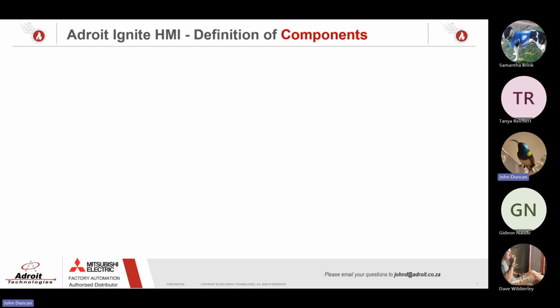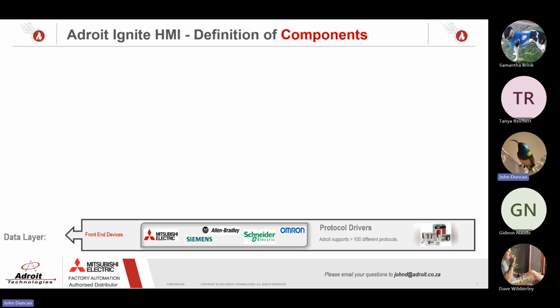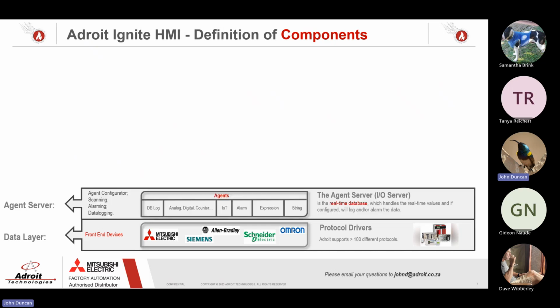Just recapping on what the Adroit Ignite is all about, the different component levels. Start off at the bottom at the data layer, which is all your front-end devices, basically, and Adroit can talk to over 100 different devices. Then we have the agent server level, which is the real-time database, which handles all the agents and the scanning and the alarming and the data logging, etc. of these.